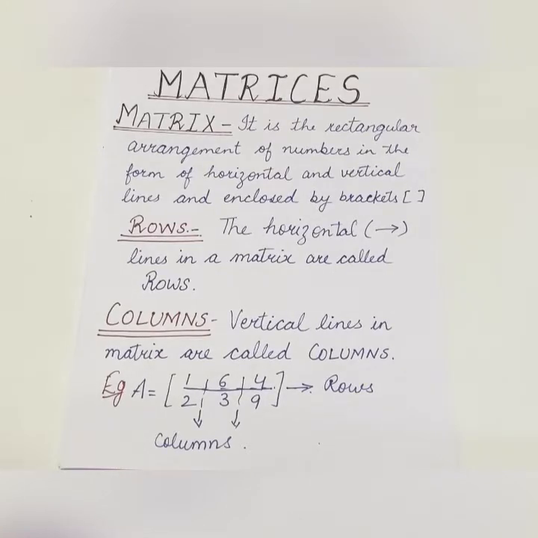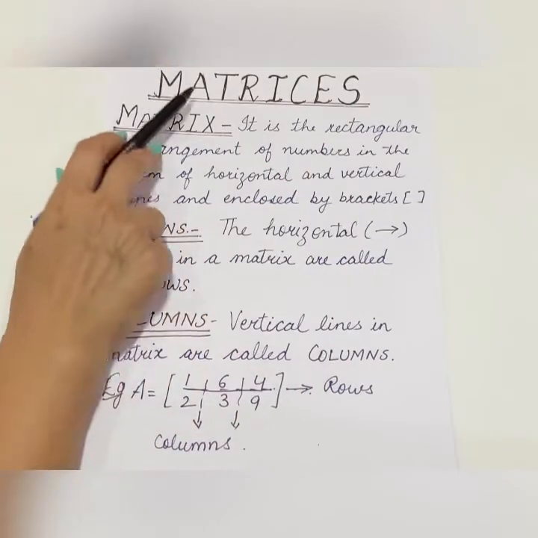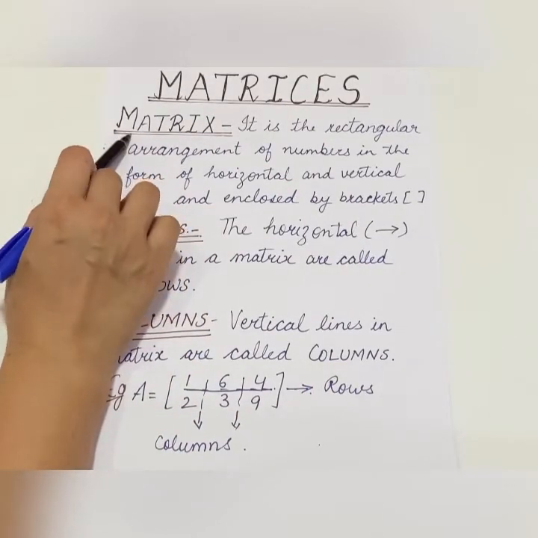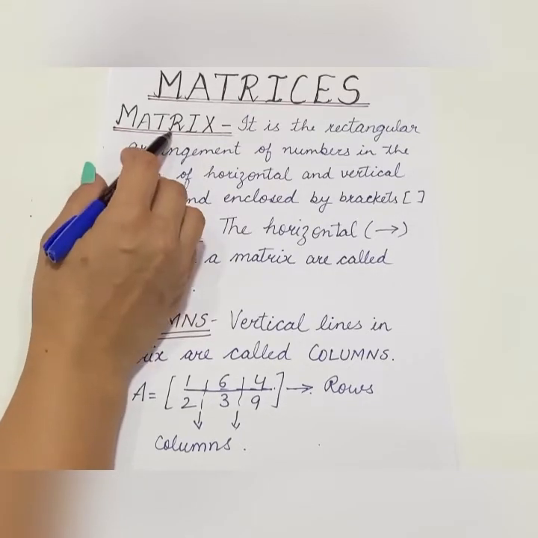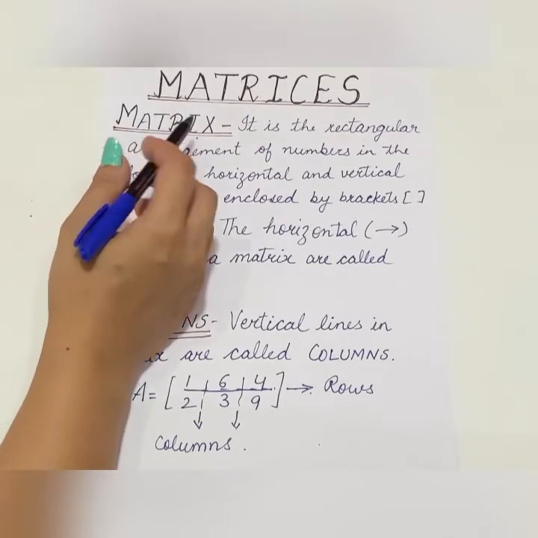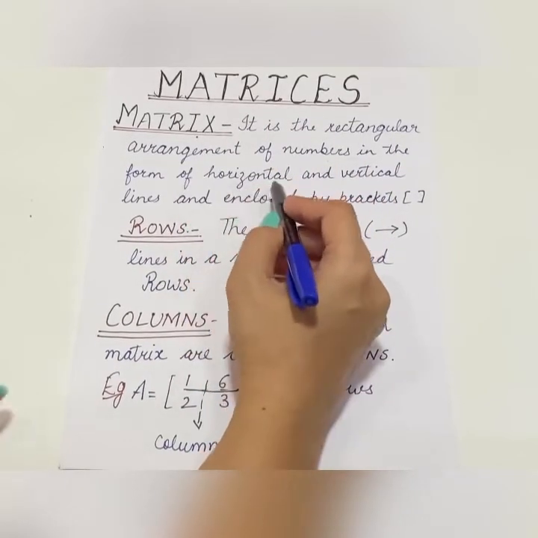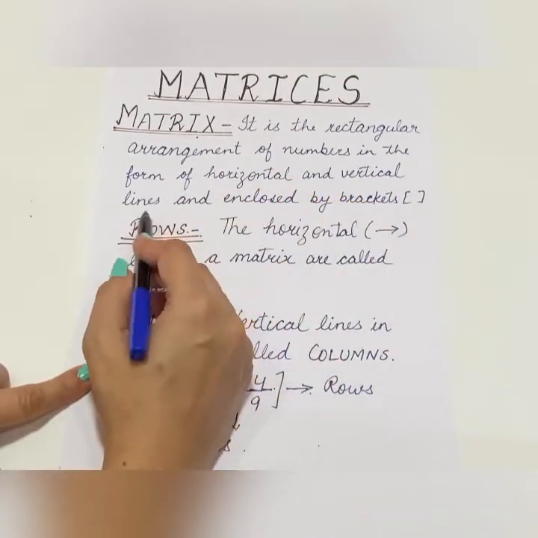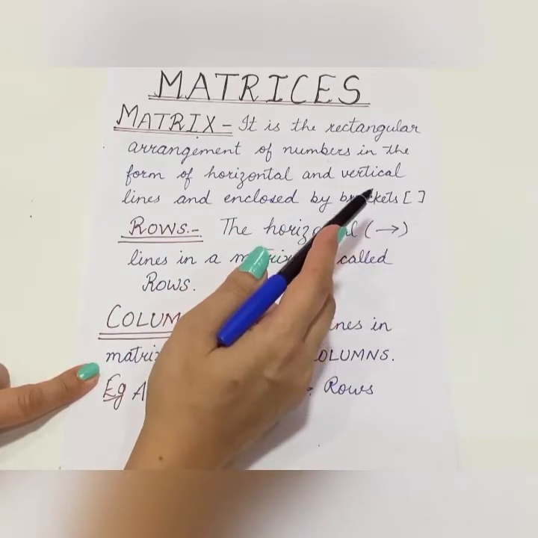Hello students, today we are going to start the chapter matrices. Matrices is basically the plural of the word matrix, right? And let us start with what is a matrix. It is the rectangular arrangement of numbers in the form of horizontal and vertical lines and enclosed by brackets, right?